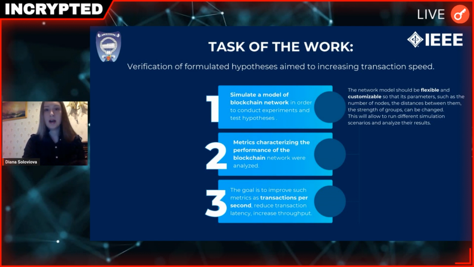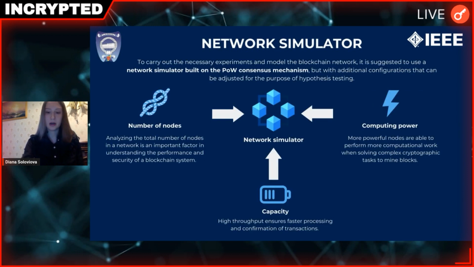Why? Because its parameters, such as the number of nodes, the distance between them, and the strength of groups, can be changed, and this will allow us to run different simulation scenarios and analyze their results. So metrics characterizing the performance of the blockchain were analyzed, and our goal is to improve metrics such as transactions per second and reduce transaction latency. The first stage of implementing this idea is the creation of the network model, which will allow conducting experiments and testing hypotheses.